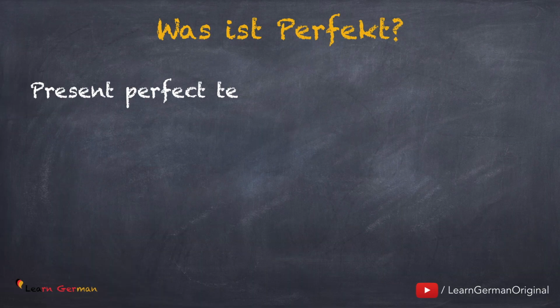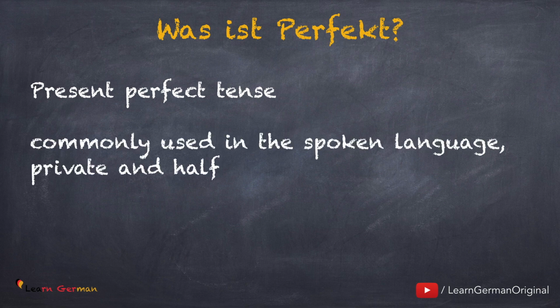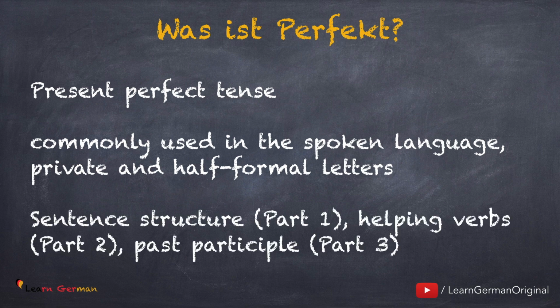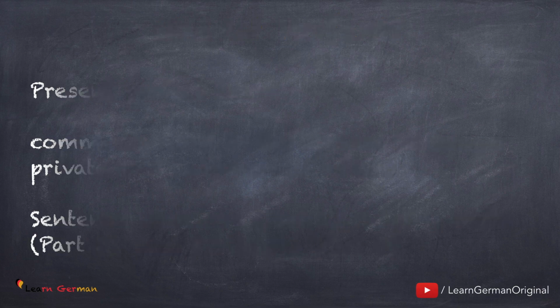Was ist Perfekt? It is the present perfect tense and it is most commonly used in the spoken language. You might also find it in private and half-formal letters. There are three aspects of perfect. You should learn how to formulate the sentence. One has to learn how to use the various helping verbs. And thirdly, how to formulate the past participle of the verb.